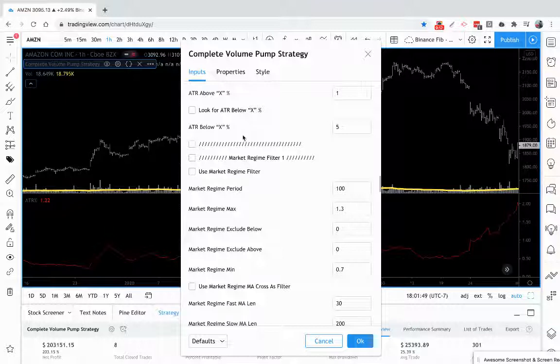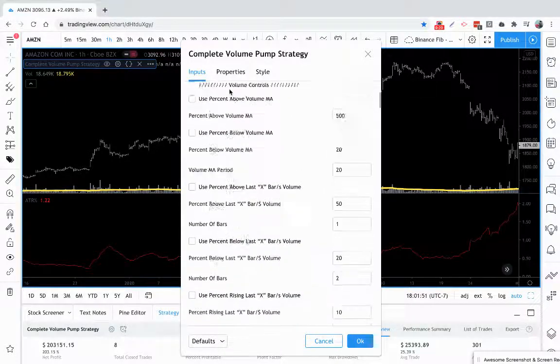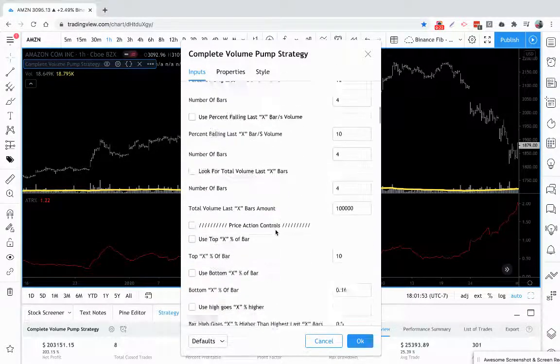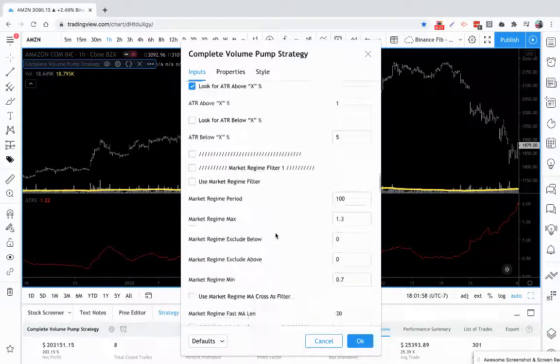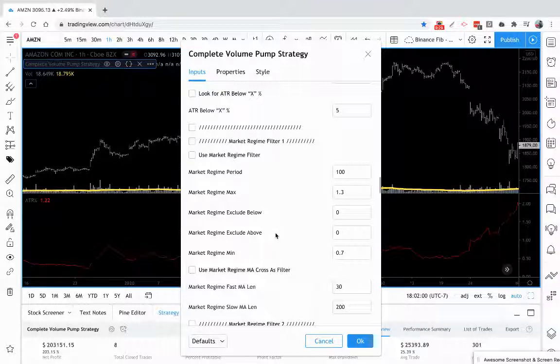And if you haven't seen the videos on others, we have videos on the volume controls, on the liquidity controls, breakout controls. We have videos on every section of this. So just make sure to watch them all.